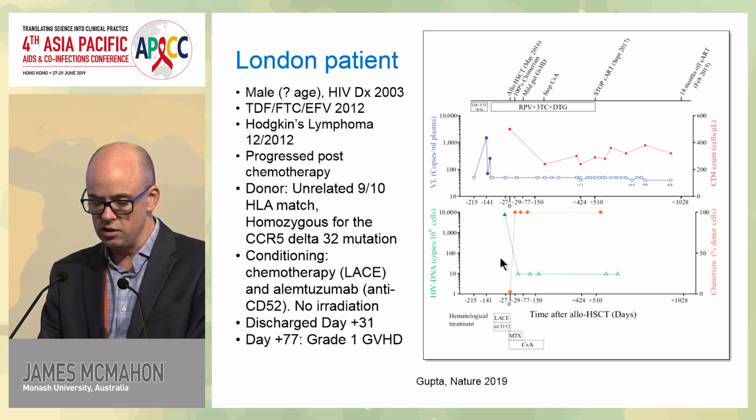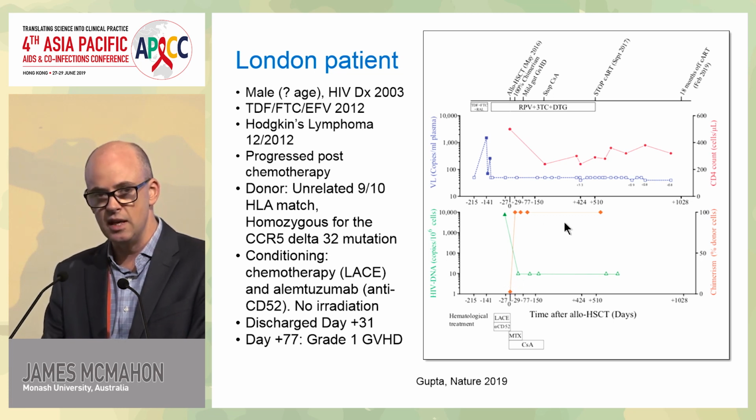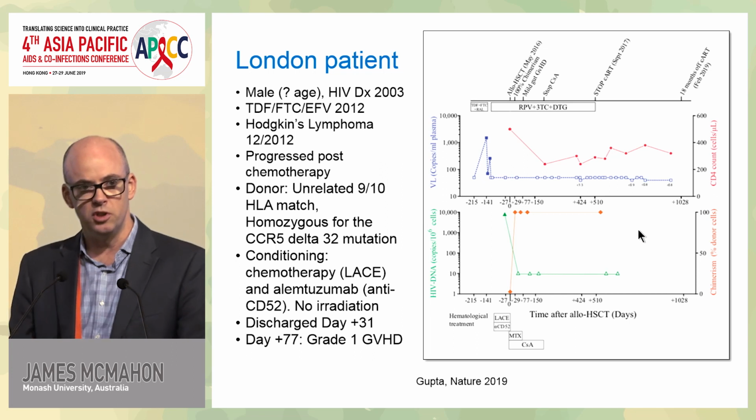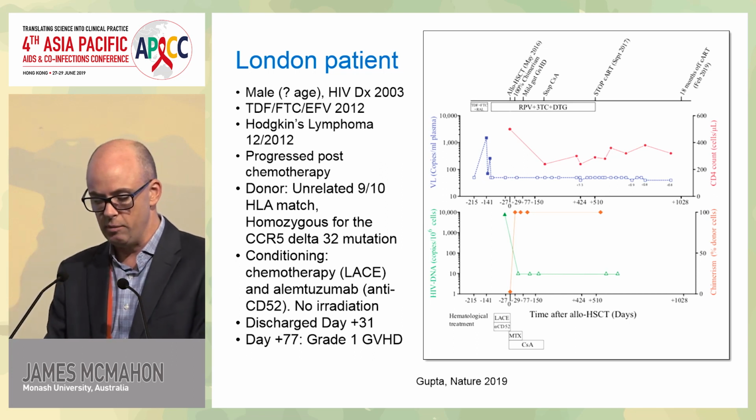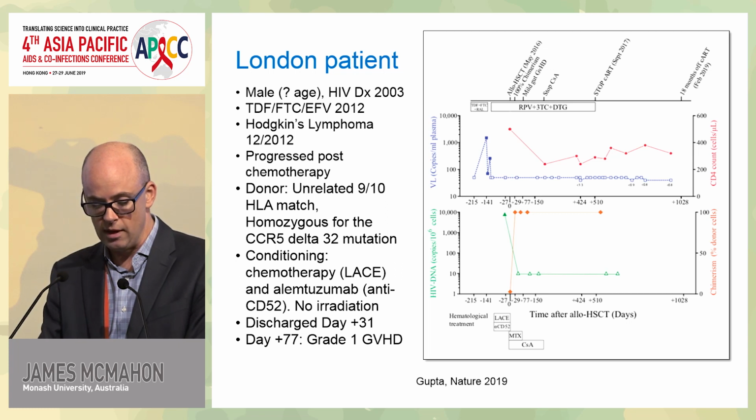And what this orange line is, when you say 100% chimerism, means he's completely adopted the new immune system that doesn't express CCR5. So any residual virus in his body would be unable to infect those new CD4 T cells in his body. He had actually a very stable course, was only in hospital for 1 month, and had some mild graft versus host disease.